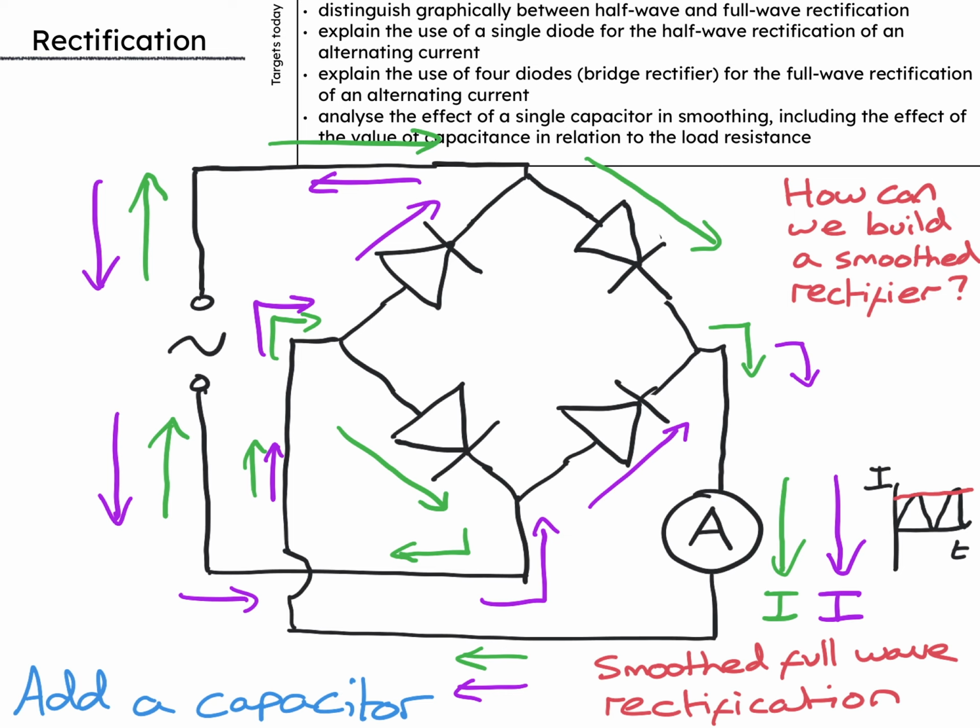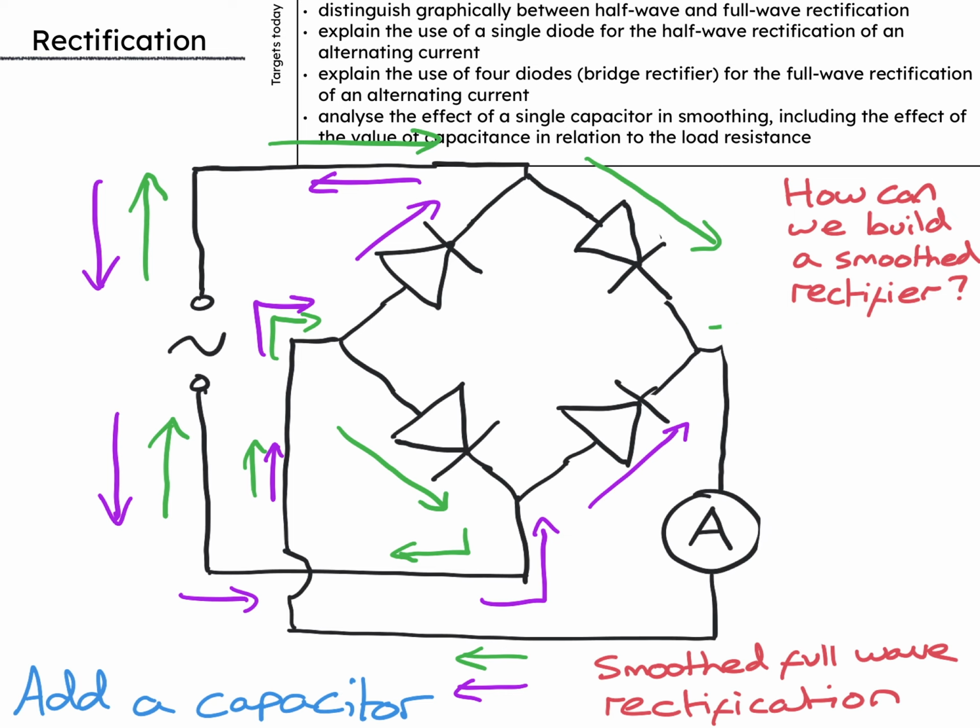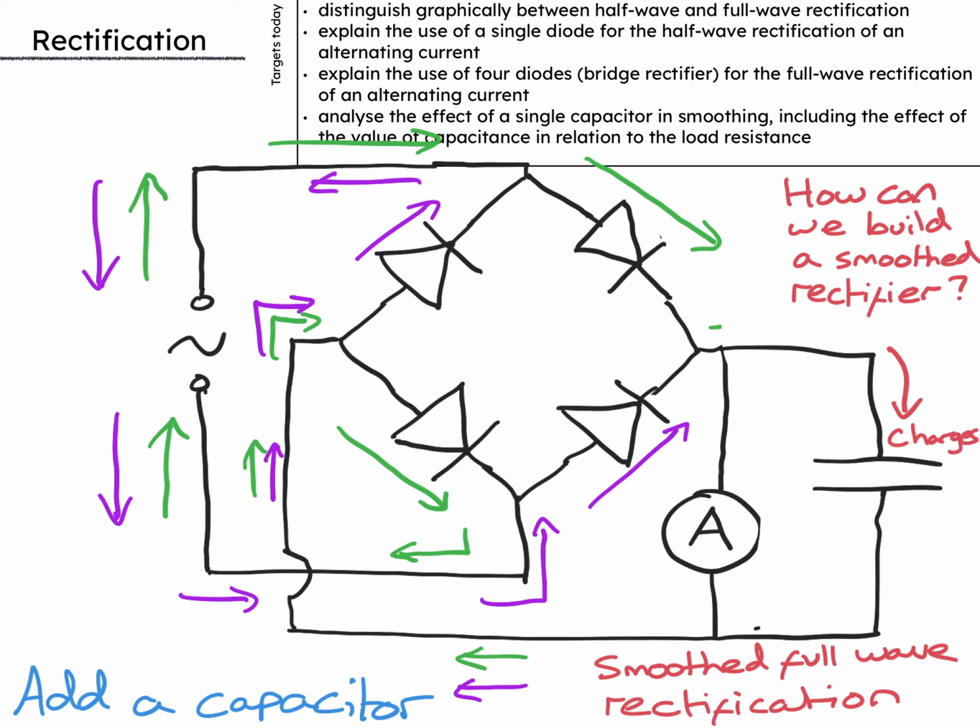Well, all we need is to put a capacitor here in parallel. At first, the capacitor charges, but when the power supply drops in potential and becomes lower than the PD across the capacitor, the capacitor starts to discharge. And this provides a boost to the overall PD and therefore helps the current stay stable.